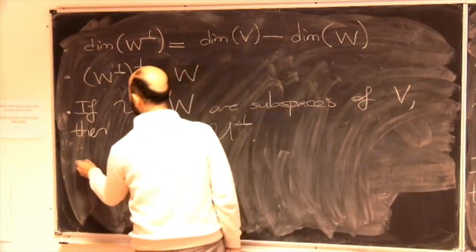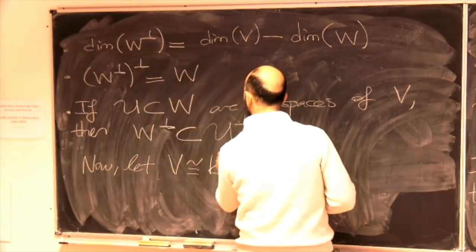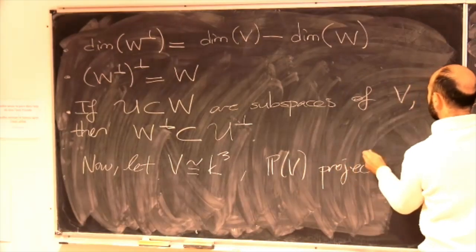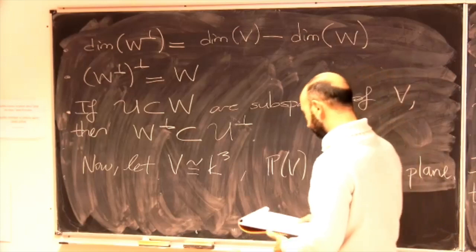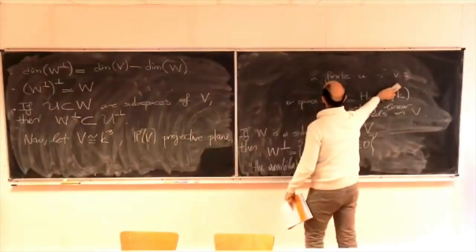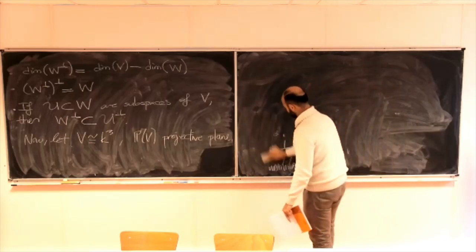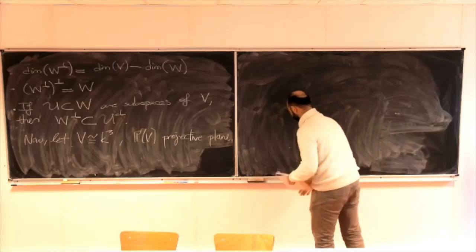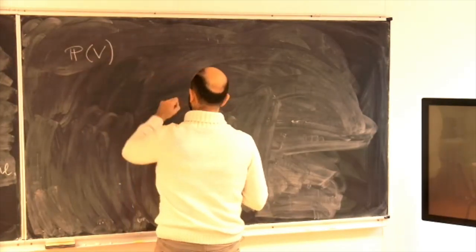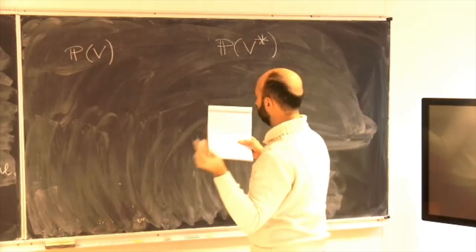So now let's specialize. Let V be some three-dimensional vector space over K and PV the projective plane, as we discussed. Now, the dual V star will also be three-dimensional, and it will have its own projectivization, which is again a projective plane. So we have the following picture. We have PV here and the projectivization of the dual space. They are both projective planes.